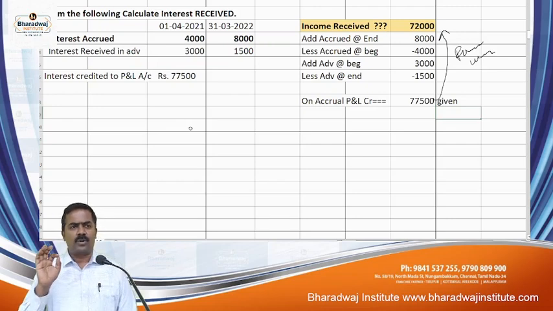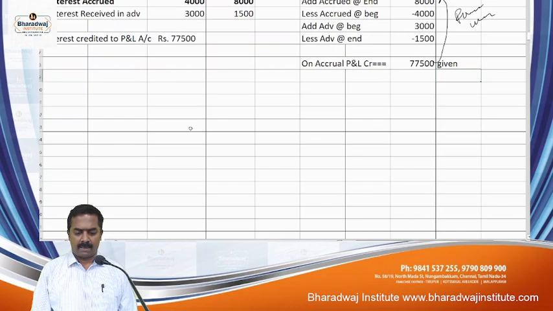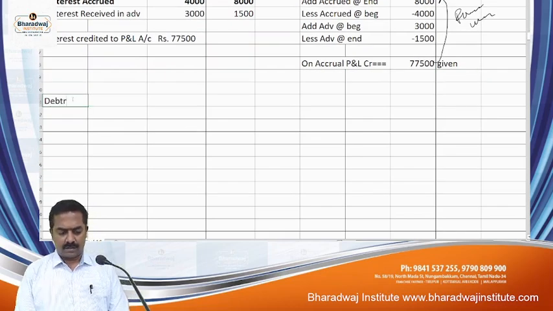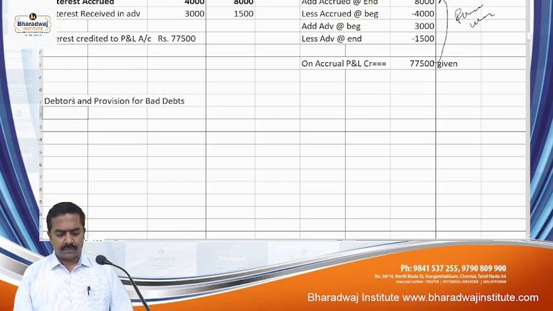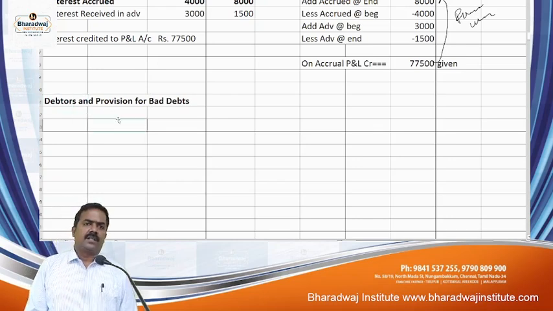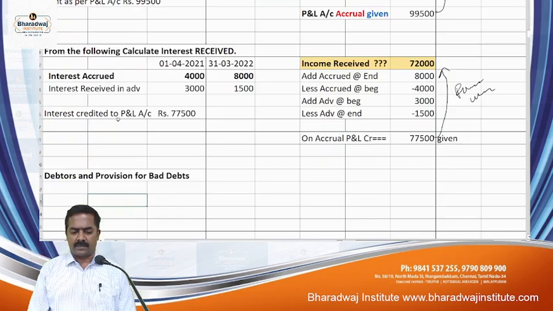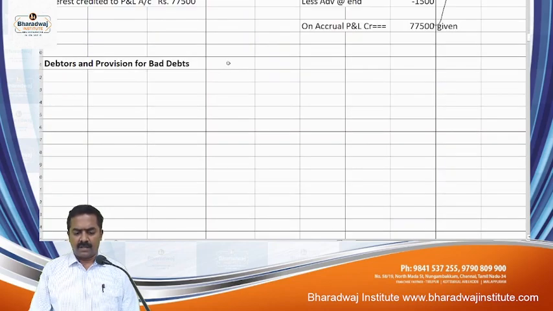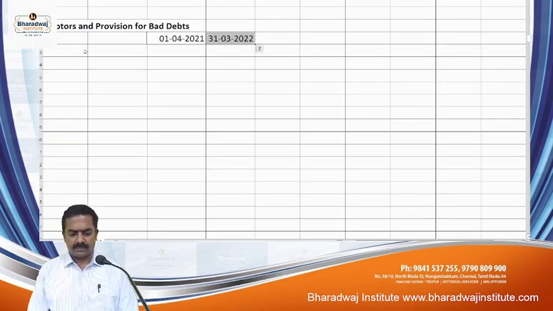Next, one of the most important areas, which gets repeated every time, minimum 2 to 3 questions, is about debtors and provision for bad debts. Have the heading debtors and provision for bad debts. These things you would already have learned at plus 1 and plus 2 level, fundamental level. Let me go with an example so that you will understand better. Let us learn through this example.